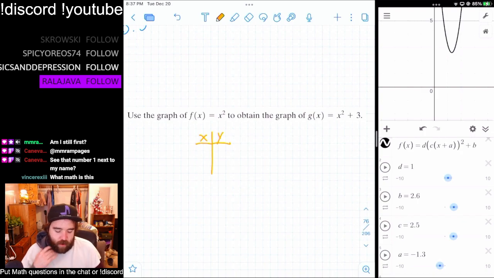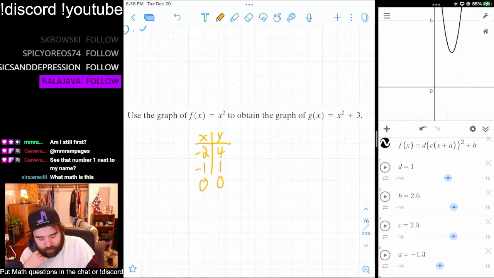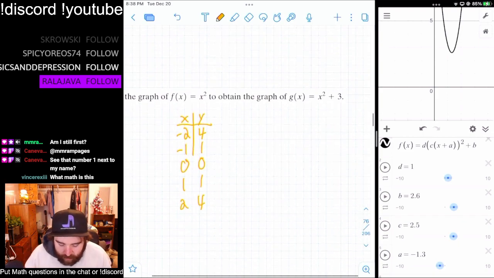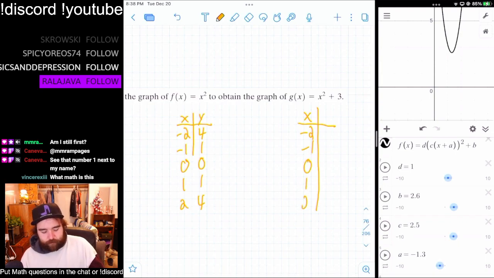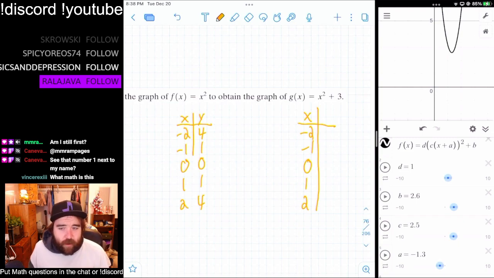So if we think about our f function here, and we just think about some different values. Like if x is negative 2, we get positive 4; negative 1, positive 1; 0, 0; 1, 1; 2, 4. Right? But now what's going to happen with the g of x? Just think about when we plug these values into the g of x function. We're going to do the same thing that we did with the f function first, right? We're going to square it. But then we're going to add 3.